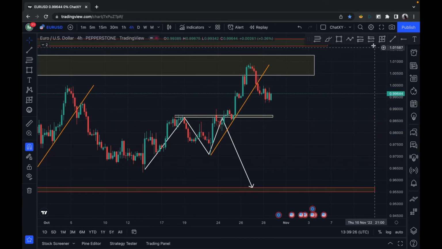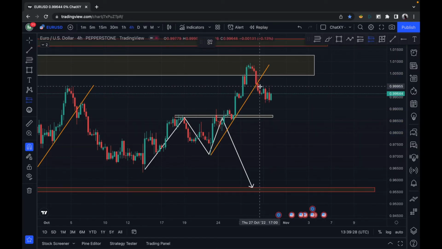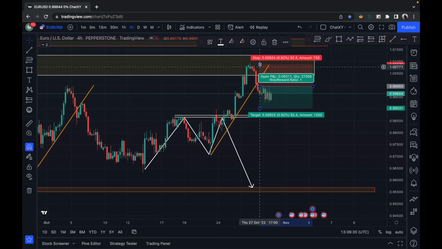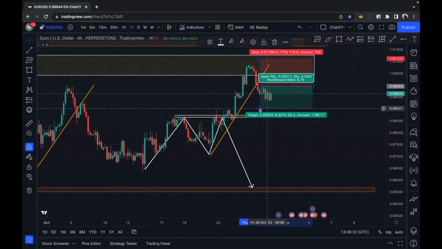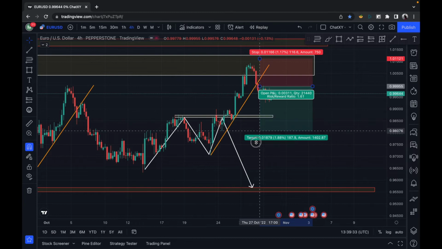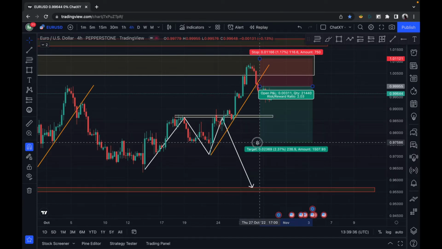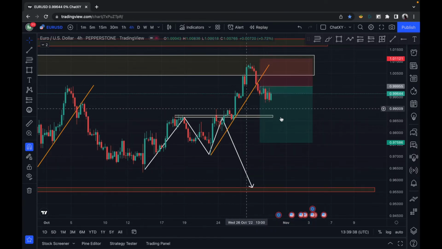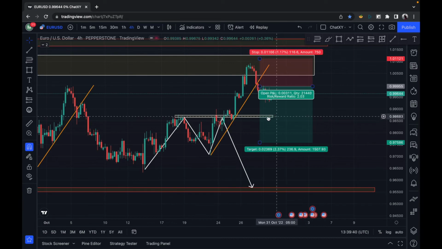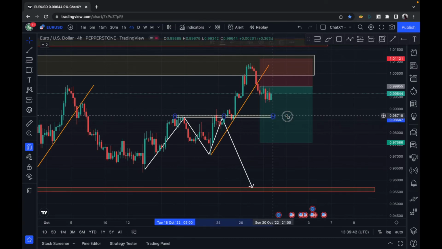So I took my trade somewhere here. I placed an order at the break of this trend line. I put my stop loss above the high, then my target somewhere here. Though I might take partials at the 50% of this target somewhere here. Let me extend it like this.